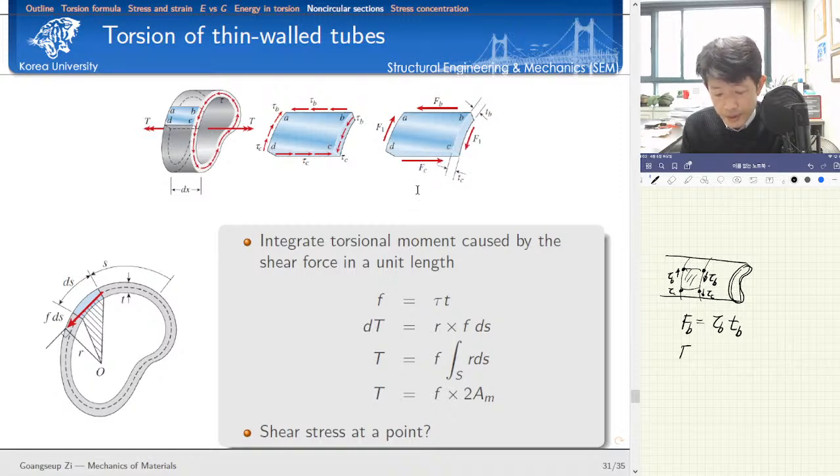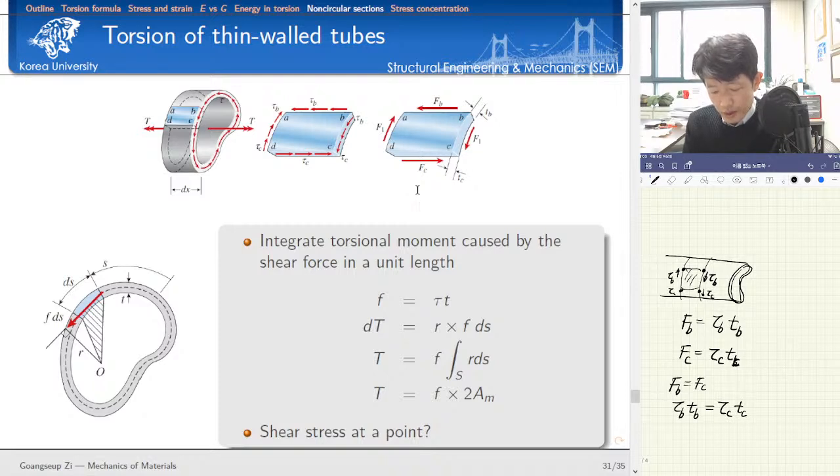So FC is equal to tau c times T, the thickness measured at point C. According to force equilibrium, what does it mean? FB is equal to FC, which means if we plug in the expressions of FB and FC here, tau b times the thickness at that point is equal to the shear stress at another point times TC.